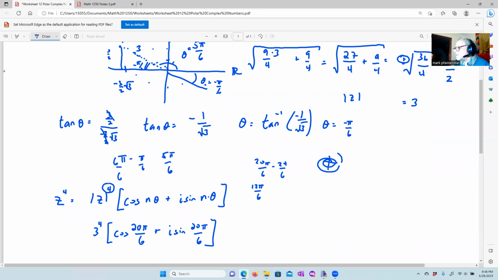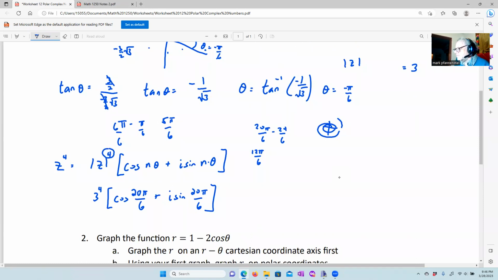We can also reduce, okay? 20 times pi, that's going to be 2 times 10. 6 is 2 times 3. So that's going to cancel off, and we're going to get 10 pi over 3. That might be a little bit easier to see what's going on, right? So we have 10 pi over 3.